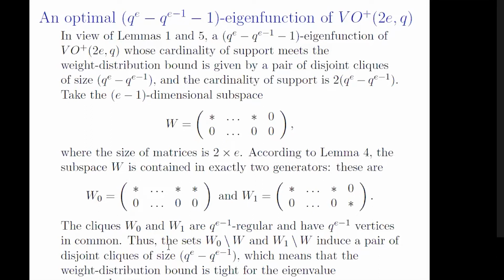And let us consider, okay, the cliques W0 and W1 are q^(e-1) regular and have q^(e-1) vertices in common. So the sets W0 minus W and W1 minus W induce a pair of disjoint cliques of size q^e minus q^(e-1), which means that the weight distribution bound is tight for the eigenvalue r.